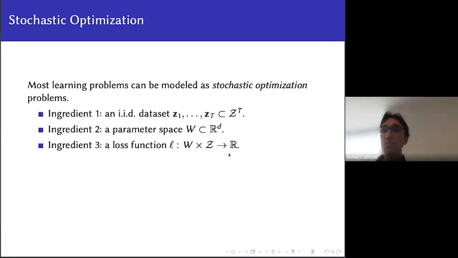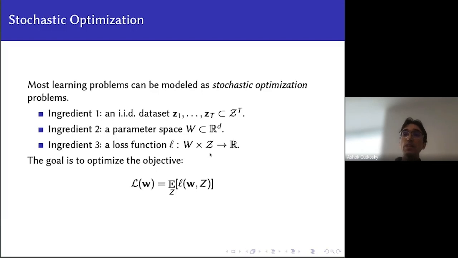A typical example might be logistic regression. W represents the weight vectors, Z is a feature vector, label pair, and so L would just be the sigmoid plus log loss on that weight vector, feature pair. So the goal is then to optimize the population loss, which is the expected value of the little l loss on a fixed W over all of the random Z's. We call this capital L. This is the population loss. If we do well on this objective, then we consider ourselves to have learned whatever data there is in the task.